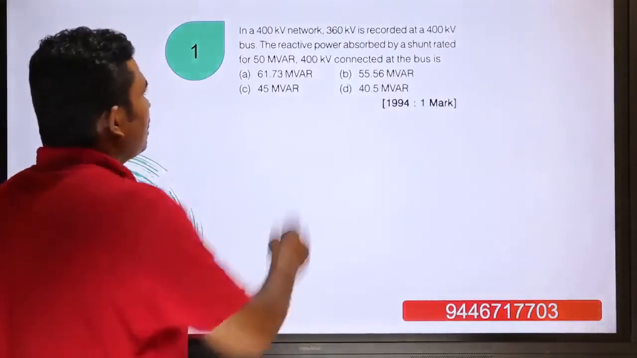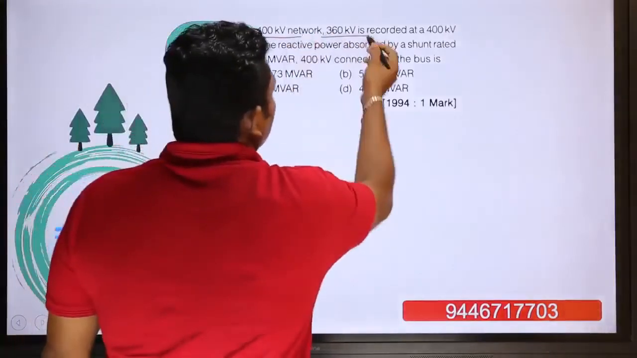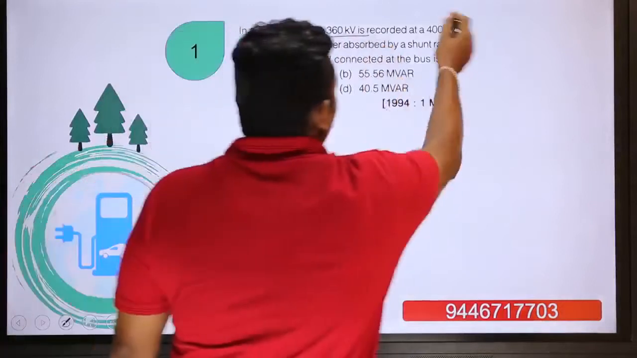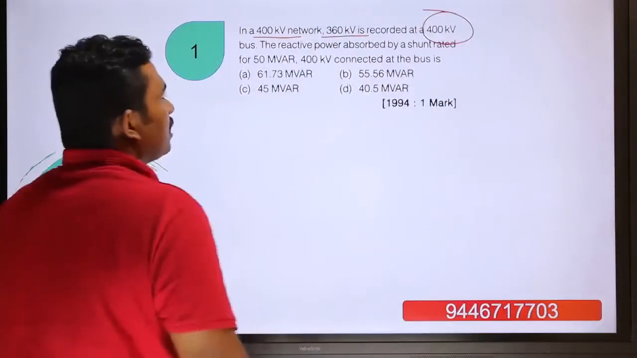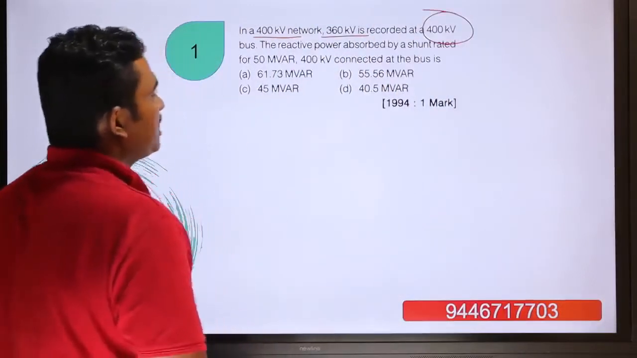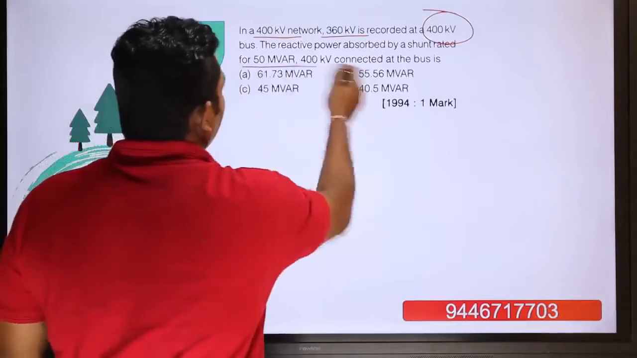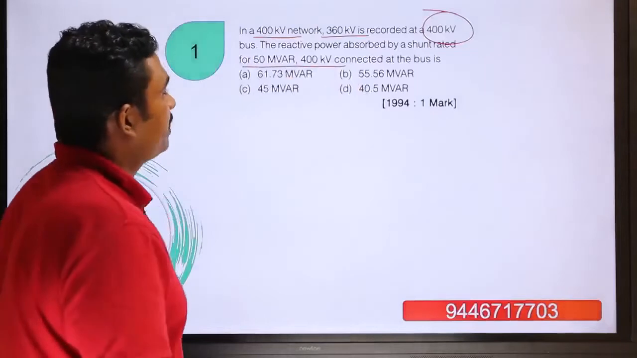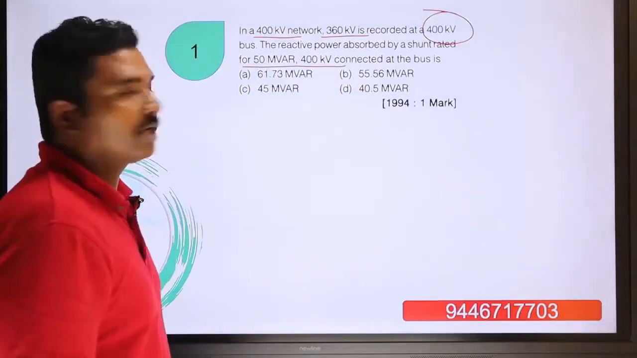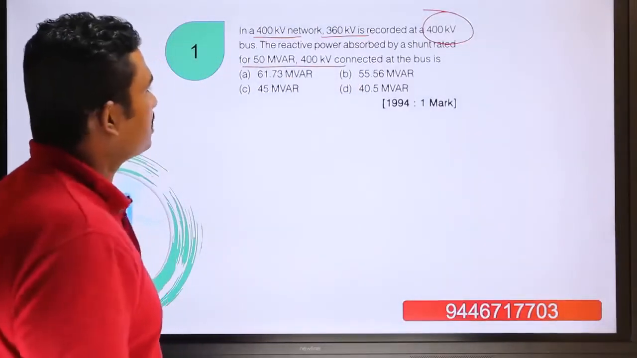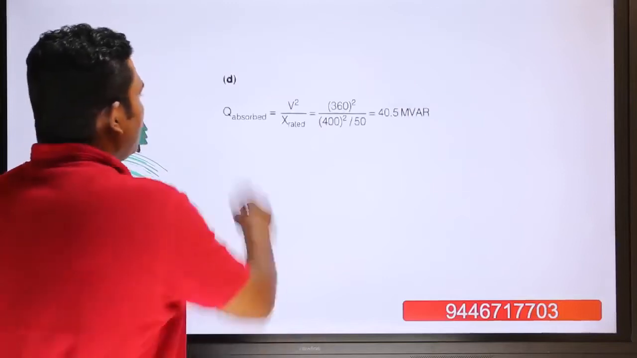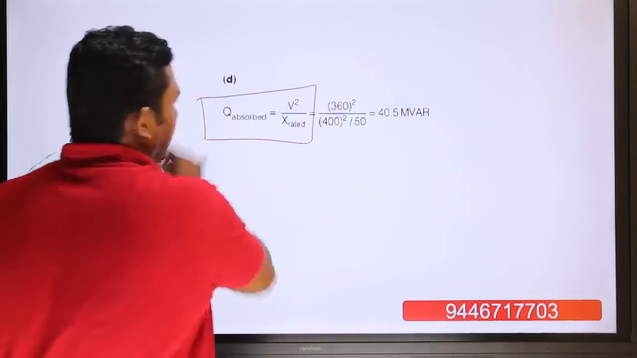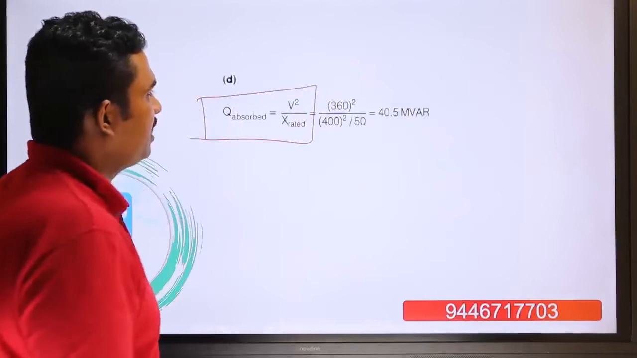In a 400 kV network, 360 kV is recorded at a 400 kV bus. Now the reactive power absorbed by a shunt rated for 500 MVAR 400 kV connected at the bus is. So we will have to find out the reactive power absorbed by the system. And what is the equation for reactive power absorbed? It is V square divided by X rated.